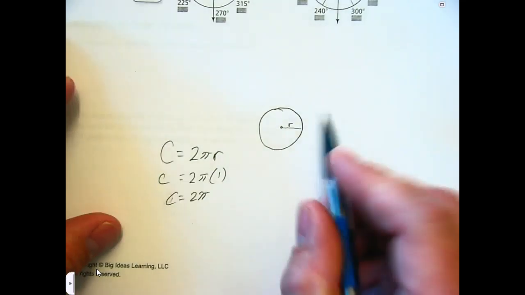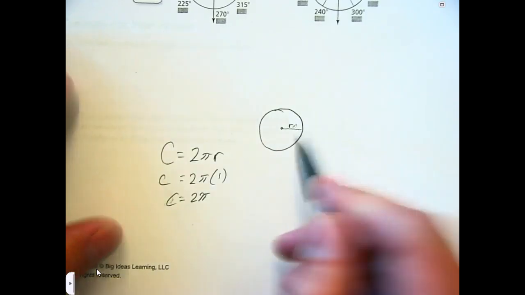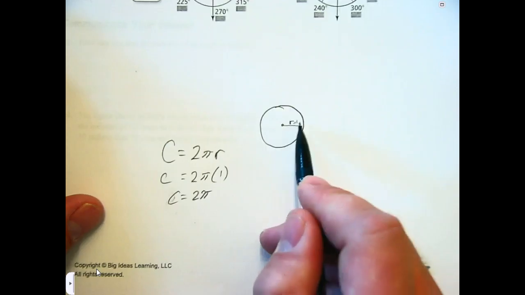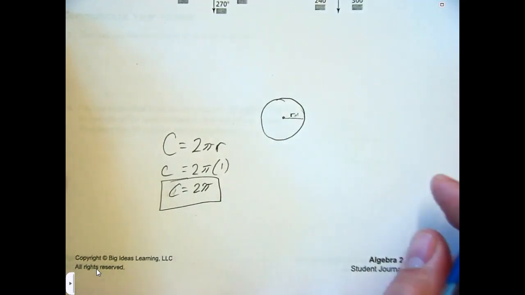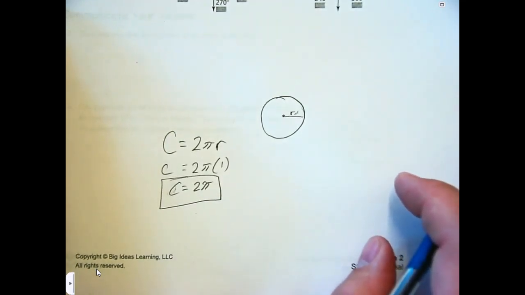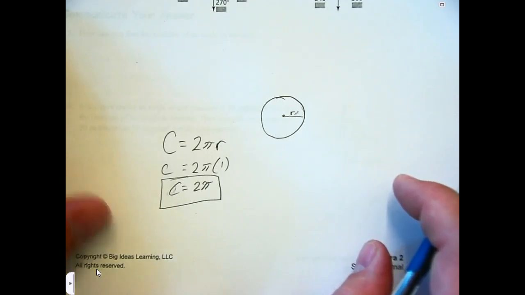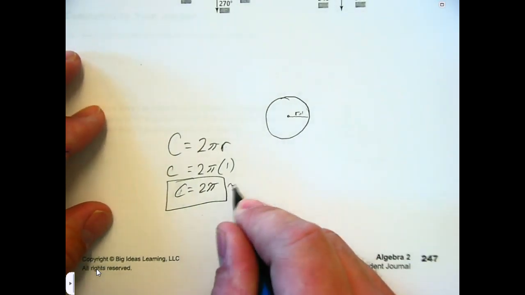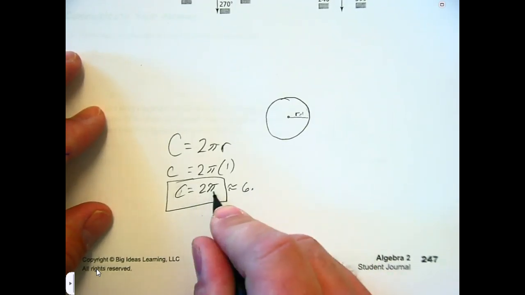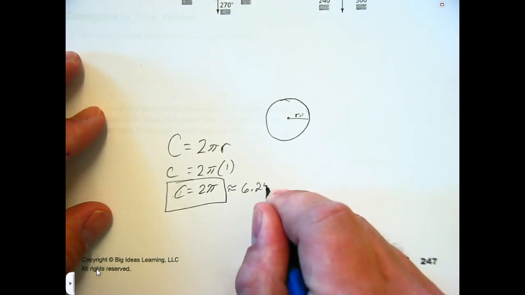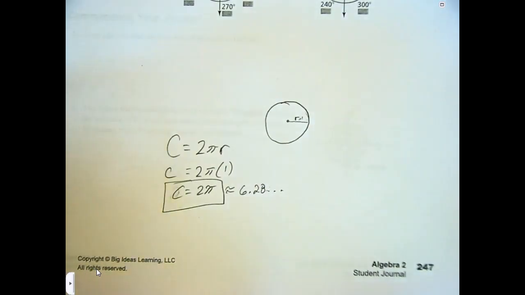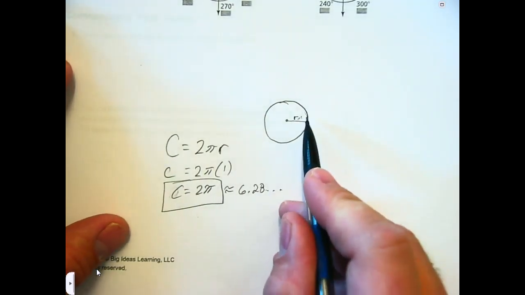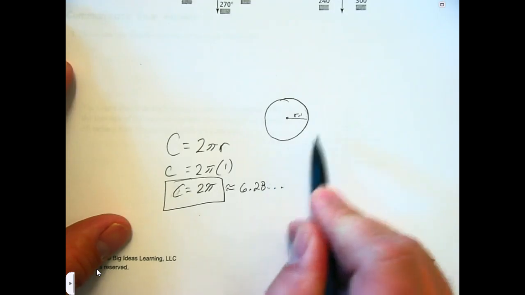Okay, and in a unit circle, the radius is 1. All right, so you're saying, hey, how many radii will fit around there? And we've just figured out that many will fit around there. How many is that many? 2 pi is about how many? 6.283, okay, so about 6.28. So about 6.28 radii will fit around the outer edge.